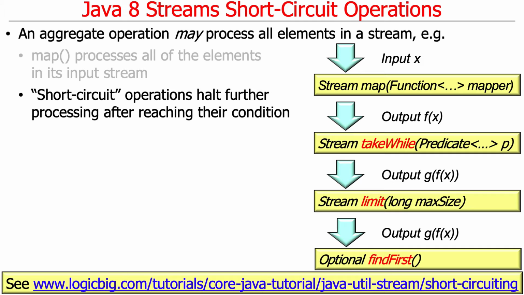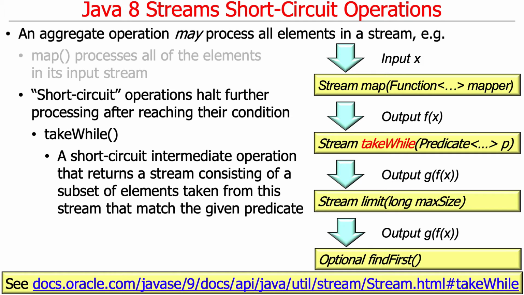Conversely, so-called short circuit operations will halt any further processing after whatever condition they're checking for is satisfied. And we'll see there's a bunch of different types of conditions that you can have. So one style of short circuit operation is called take while, which is very similar to drop while that we looked at last time. And this is an intermediate operation that returns a stream, and the stream consists of a subset of elements from the input stream that match whatever predicate is given. So as long as the predicate matches, then things are processed, and when the predicate no longer matches, it stops processing things. And so what is returned are the elements that matched. So it's kind of the inverse of drop while, which skips over the ones that don't match and then returns the first one that matches.